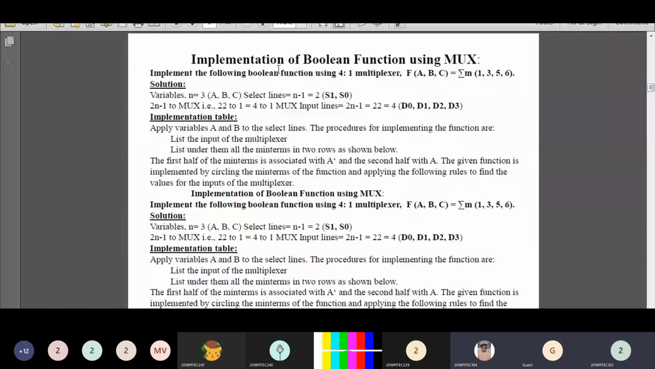Next one, implementation of Boolean function using mux. Now you are going to implement the Boolean function using multiplexer. First, let's see the procedure of how to implement the Boolean function using multiplexer.